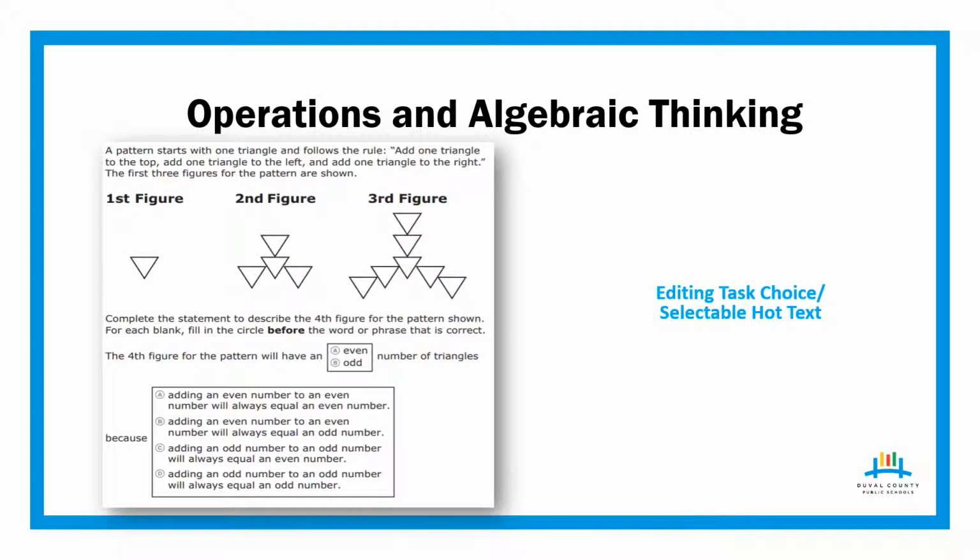In the first figure, there is one triangle. In the second figure, there are 4 triangles. And in the third figure, there are 7 triangles. Each figure has 3 more triangles than the figure before it. Therefore, the 4th figure will have 10 triangles, which is an even number. The shape pattern can be related to a numerical pattern that follows a rule: add 3. 3 is an odd number, and when an odd number is added to another odd number, the sum will always be an even number.